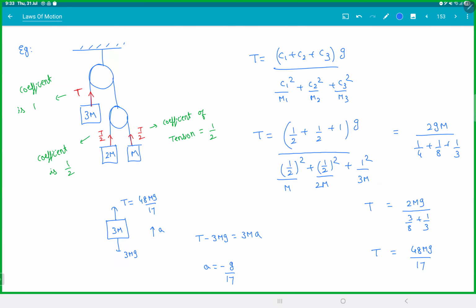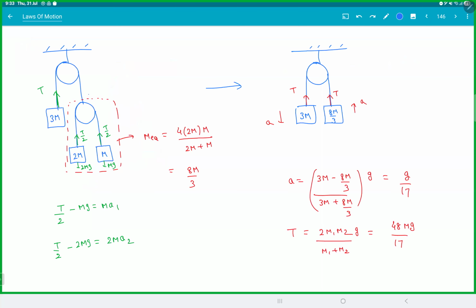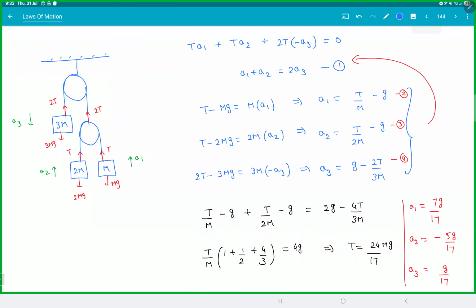I got the tension in the string without any solving, nothing there. That was the tension in the string. So I solved this problem in three different ways. One, I used regular solving.